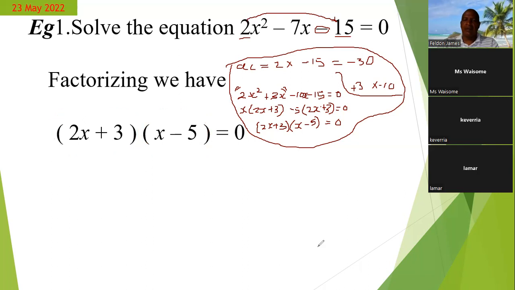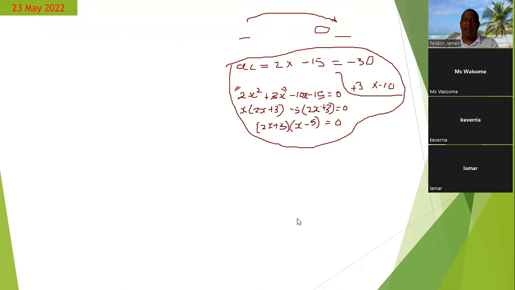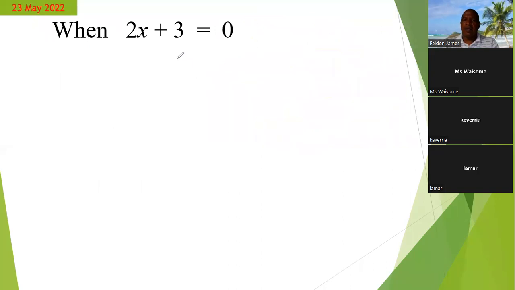All right, so that's what we'll be doing. So we're going to say either 2x plus 3 equal to 0, or x minus 5 equal to 0. So now we're going to say when 2x plus 3 equal to 0. Let me clear what is happening here. When 2x plus 3 equals 0, so we're dealing with the first case.